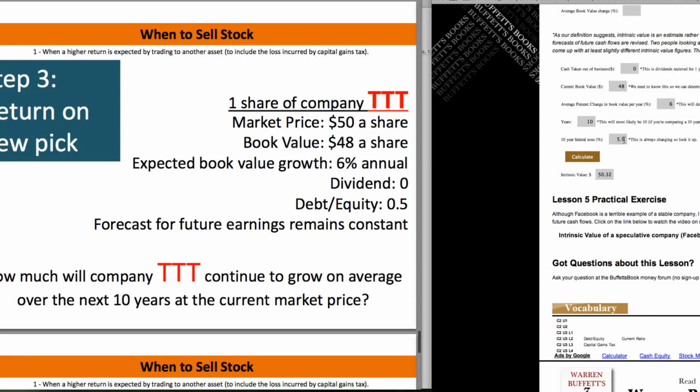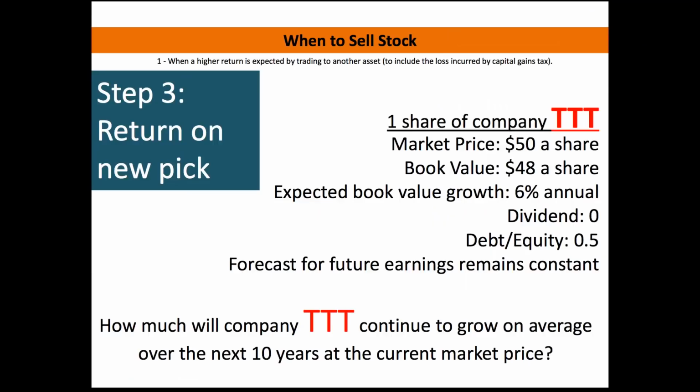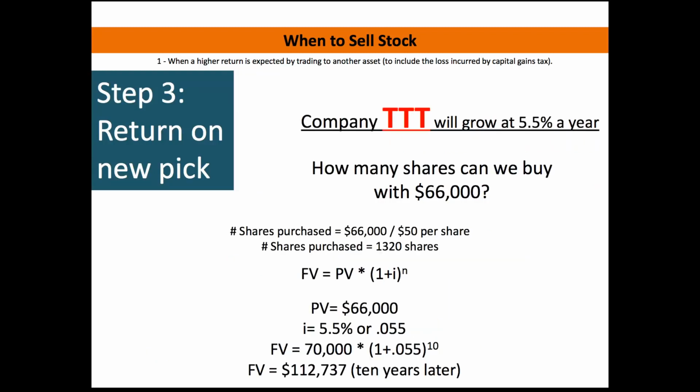Okay, and when we put 5.5% in here, we got the intrinsic value to equal the current market price of $50. So we know that if we're going to buy company TTT, that we're going to get a 5.5%. That's what we estimate, that we're going to make a 5.5% return at that current market price. Okay, so we answered that question for our step 3. And we now know that if we buy company TTT at the current market price, we're going to make 5.5% annually over the next 10 years. That's what we estimate. Okay, so the final step, we just got to figure out how much will that investment of $66,000 turn into if it grows at 5.5% a year.